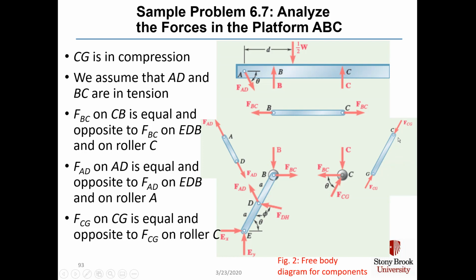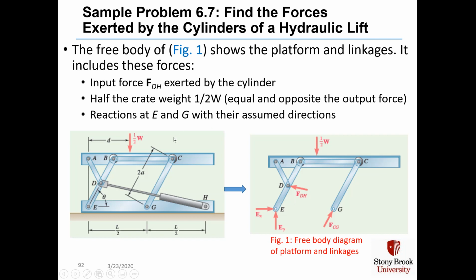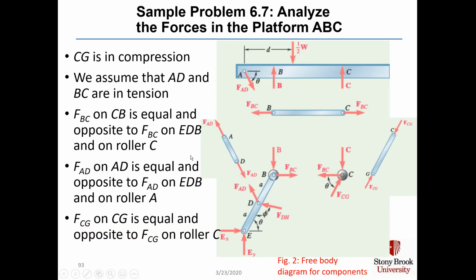Member CG is in compression. We're showing the forces acting at C and G individually, and we know that's true because CG is directly bearing a lot of the force of this massive crate. Its force is going to be pushing down and squashing this linkage. So it's pretty obvious that CG is in compression, and therefore the way we're drawing the arrows is not really an assumption. It's the way that the linkage really is.